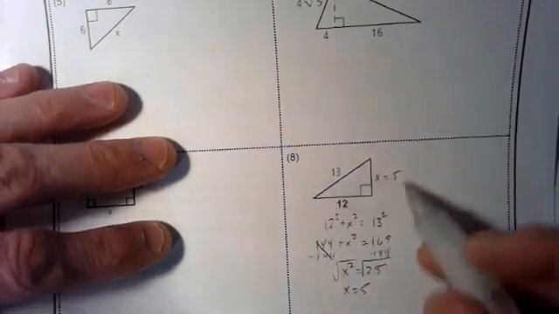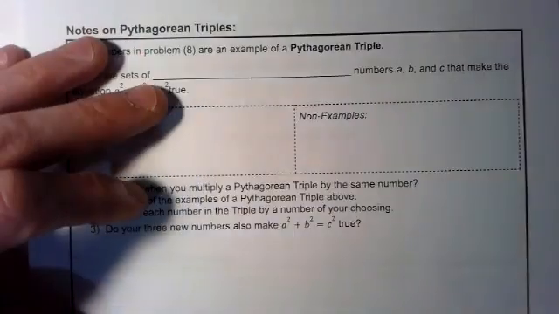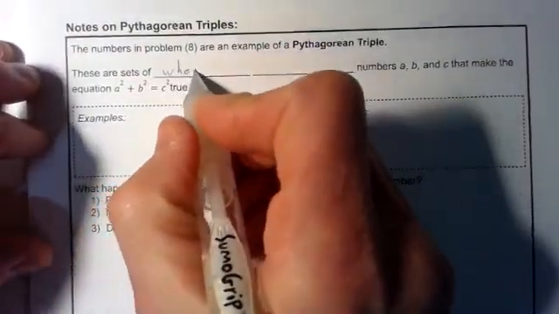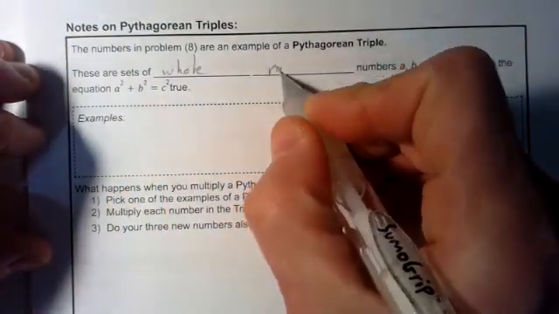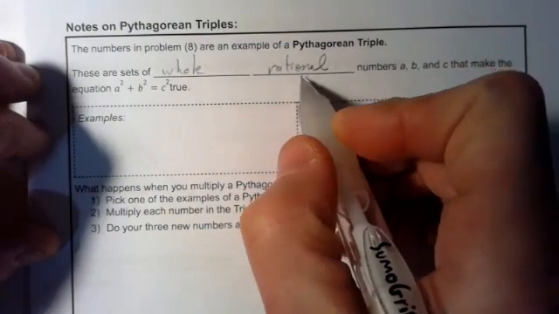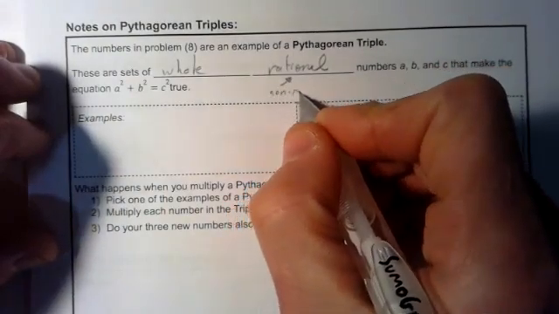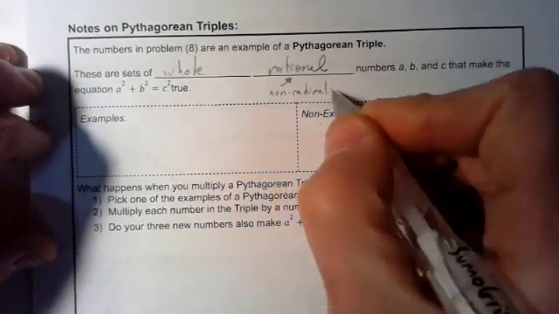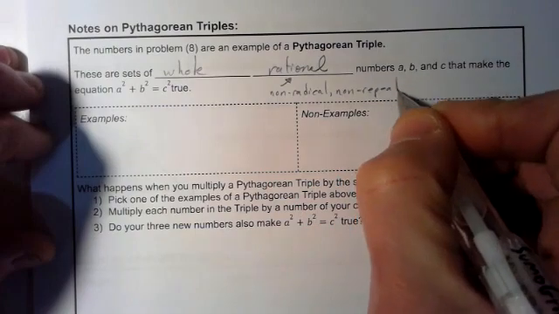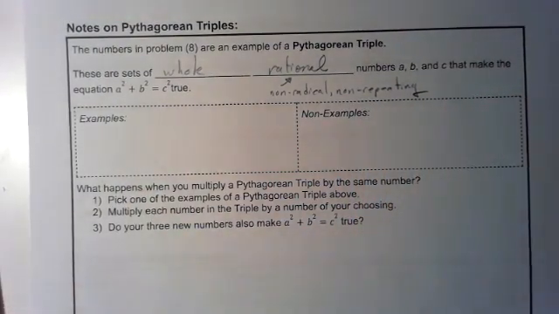So these are called Pythagorean triples. Now, what a Pythagorean triple is, it's a set of whole, rational numbers. And what I mean by rational, in this case, is non-radical and non-repeating. Basically like a whole number that's not in a radical sign.